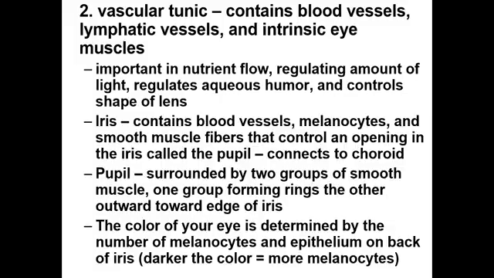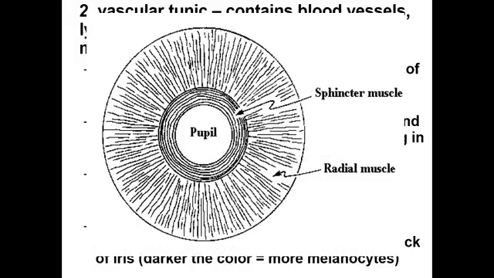In the iris, you have different colors of eyes. Believe it or not, genetically speaking, in human genetics, we recognize upwards of 16 different colors of eyes. So the color of your eyes is actually determined by the number of melanocytes. Melanocytes are the color pigment producing cells that are on the epithelium on the backside of the iris. So the darker your eye color, the more melanocytes that iris contains.